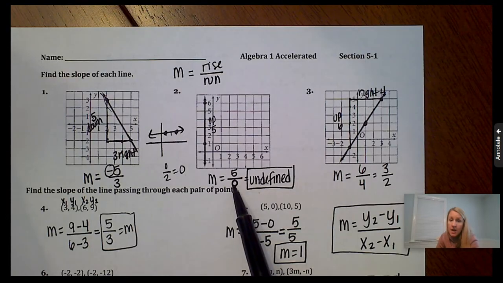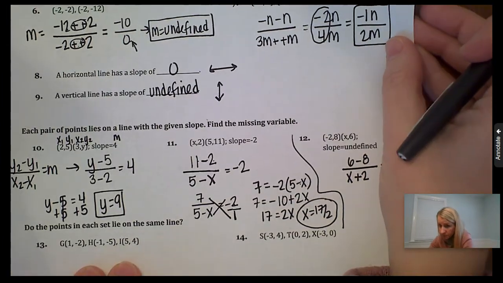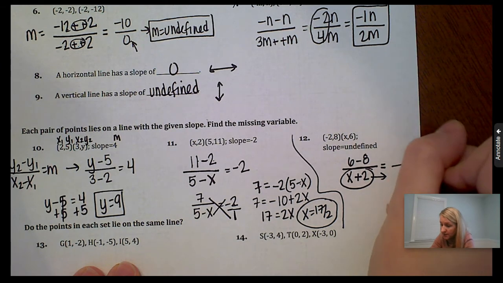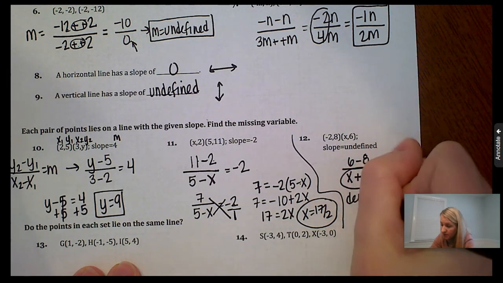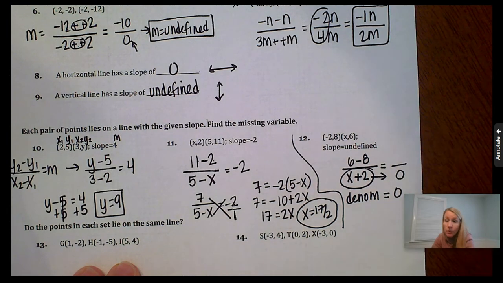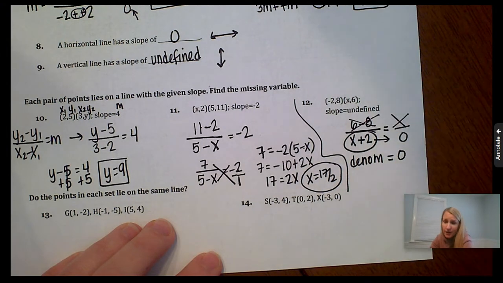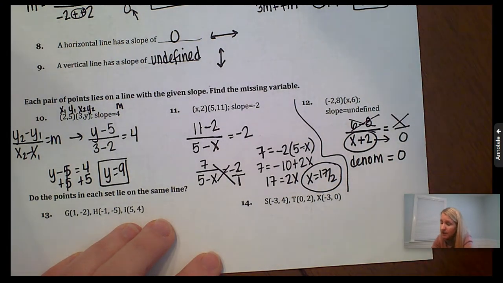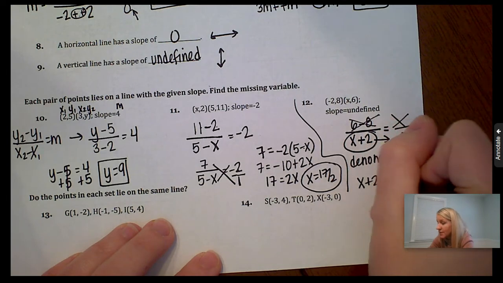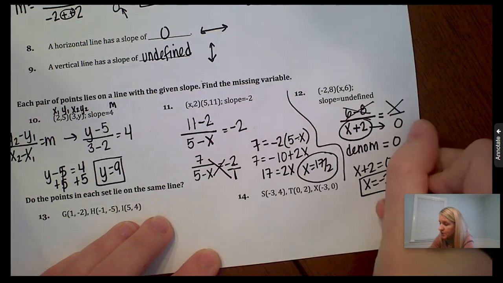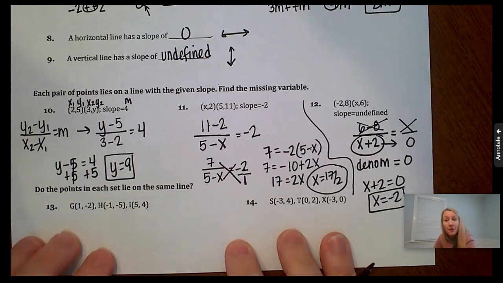Anytime we saw undefined here or up here, it just meant that the denominator was 0. It didn't really matter what the numerator was. So in this case, I really just have to focus on the denominator and make sure the denominator equals 0. That's the only way I can get an undefined slope. So you don't even really care about the numerator. You can put it there if you want, but you don't need it. All I need to make sure is that when I have x plus 2, it equals 0. So if I subtract 2 from each side, that's your missing x. Because that would give me a denominator of 0.